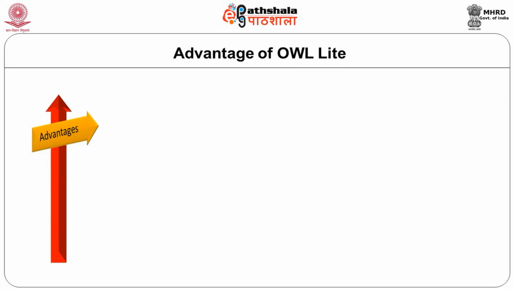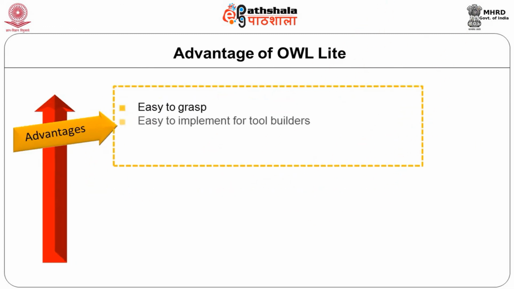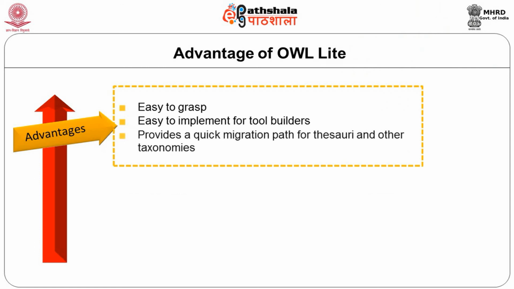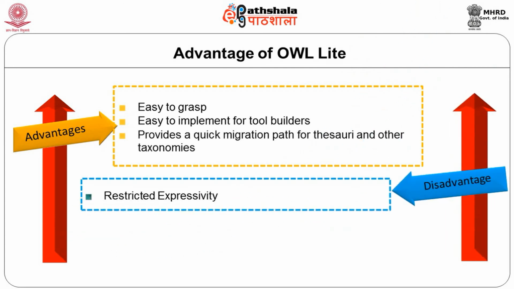There are many advantages of OWL Lite: it is easy to grasp, easy to implement for tool builders, and provides a quick migration path for thesauri and other taxonomies, because as library professionals we are using classification schedules, thesauri and so on. These can be migrated straight away from thesauri to OWL Lite, because the thesauri and OWL Lite are more or less very near to each other. So we can easily migrate from thesauri to this, but if we want to migrate thesauri to OWL DL, we have to do a lot of manual work. The disadvantage is restricted expressivity.